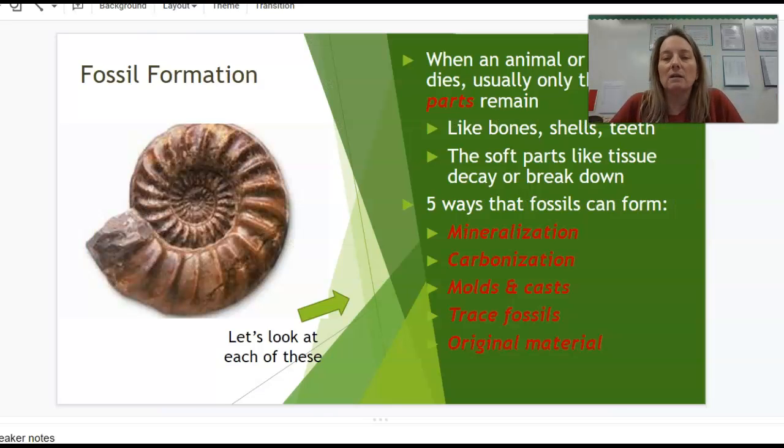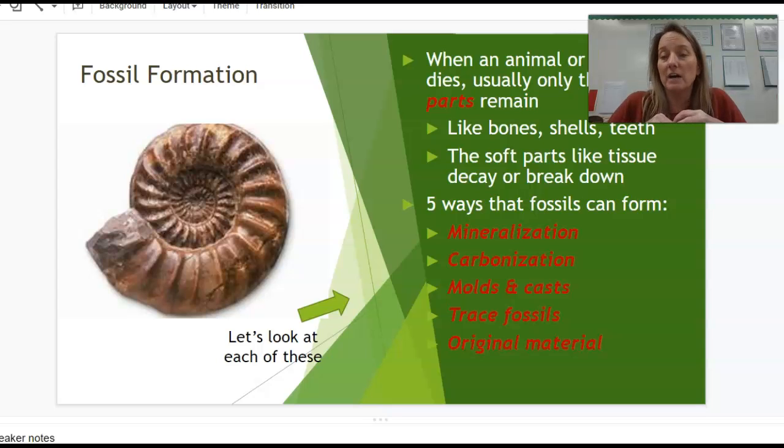All right. When an animal or organism dies, usually only the hard parts remain, okay, like bones, shells, teeth. The soft parts like tissue decay or break down. Think of when police find skeletal remains of a body. After so long, the skin and all the soft parts rot away, they decay. And so they'll find the skeleton, the teeth, and that's all that's left, the hard parts. Okay.